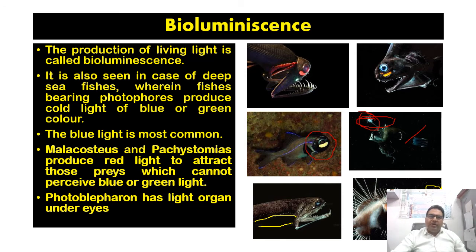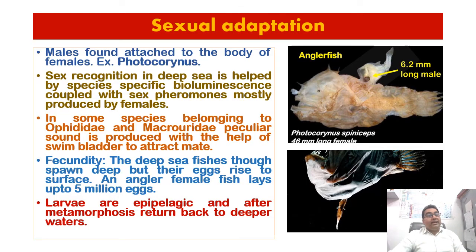So bioluminescence is the characteristic feature of these deep sea water fishes, and mostly it is used to attract the prey, and also many times it is used to attract the mate as well. It is species specific. Certain species have photophores near the eyes, some on the fins, some along the lateral line system, and some have modified spines which bear bioluminescence.